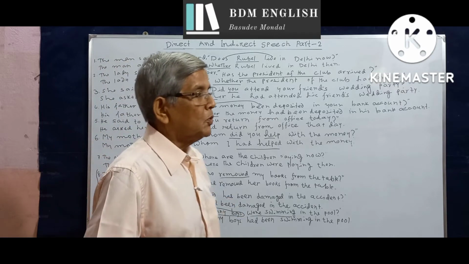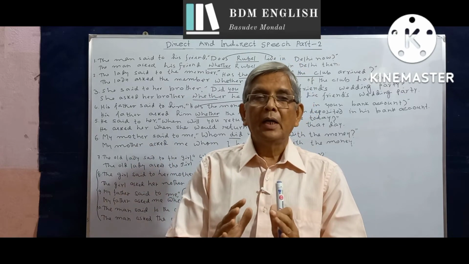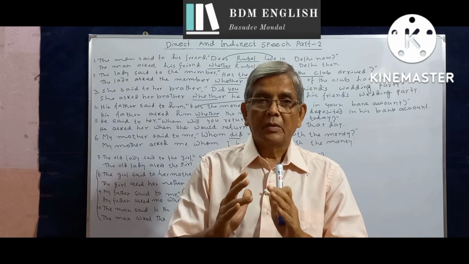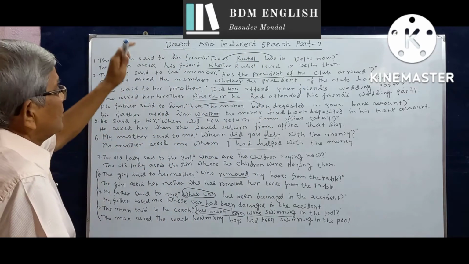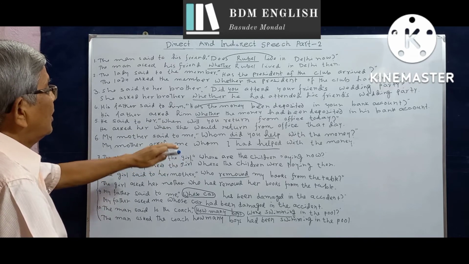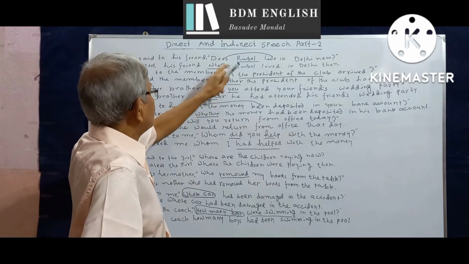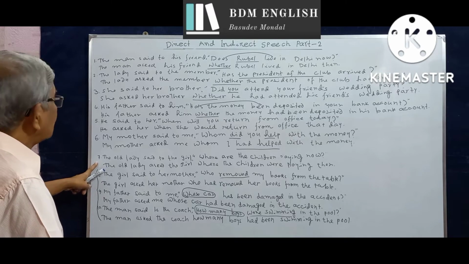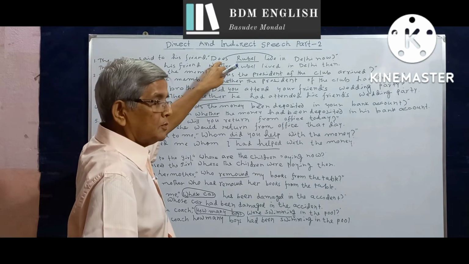So I request you to watch the previous video before you watch this one, because the two are very closely linked with one another. Let us now explain how these sentences are changed from direct speech to indirect speech. Look at these sentences from 1 to 7. In each of the sentences from 1 to 7, we have a helping verb before the subject.